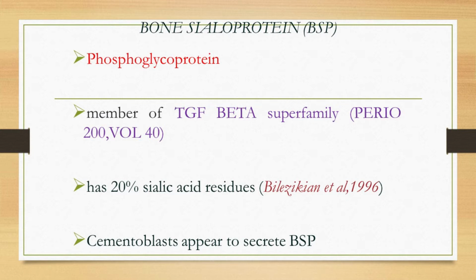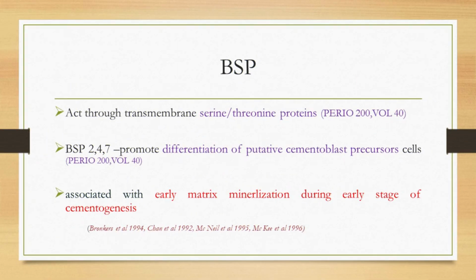It's a member of the transforming growth factor beta superfamily, has 20% sialic acid residues, and the cementoblasts appear to secrete BSP. The BSP acts through transmembrane serine threonine proteins. BSP 2, 4 and 7 promote the differentiation of putative cementoblast precursor cells. The BSP is associated with early matrix mineralization during early stages of cementogenesis.